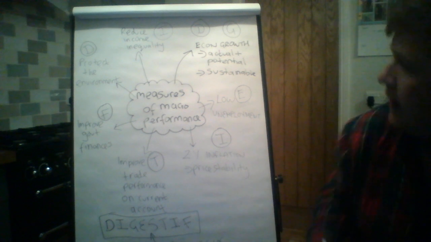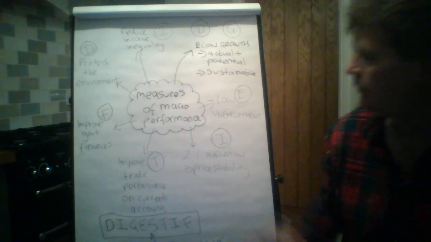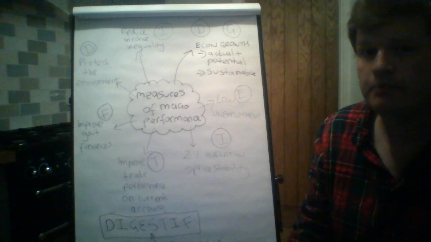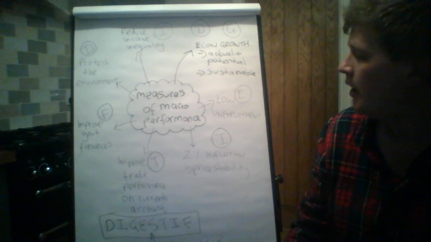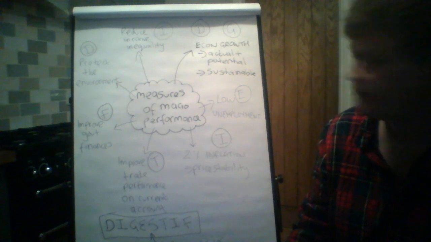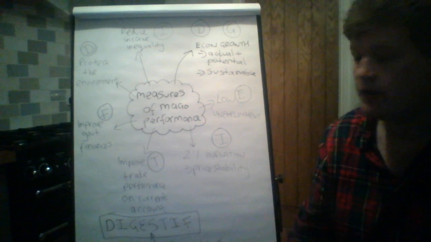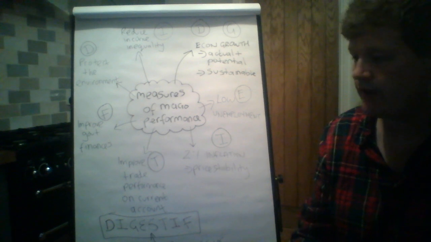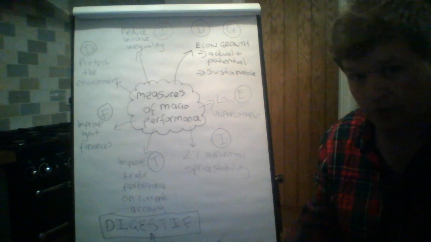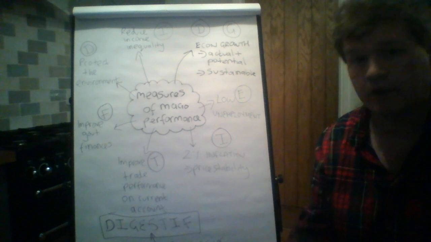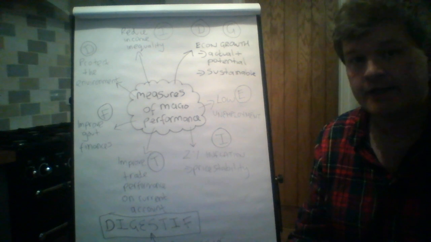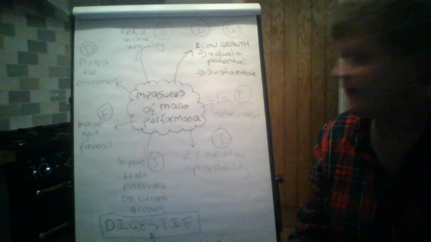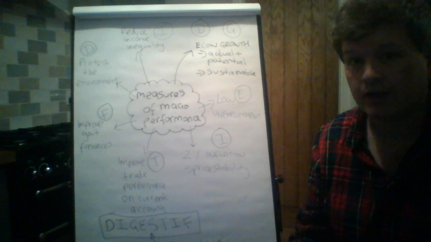Hi everybody, this video is called Measures of Macro Performance, or Measurements of Macroeconomic Performance. So remember, macroeconomics is looking at the aggregate level. So we're looking at total demand and supply of goods and services across the whole economy. So the combined output of the 65 million people or so that live in our economy.